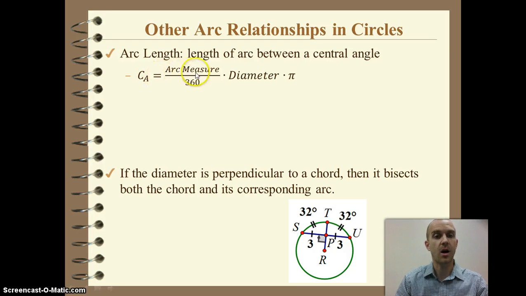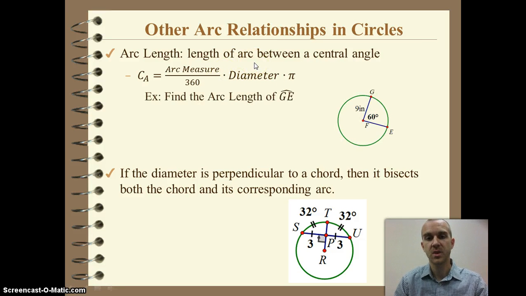It's going to equal that arc measure, which is the same as the central angle, over 360 times the diameter times pi. And diameter times pi, that's just the circumference of a circle. So say we have this circle here, circle F, and we want to find the arc length of arc GE. Well, what we recognize is we can figure out the circumference because we have the radius, and the radius can be doubled to give us the diameter.